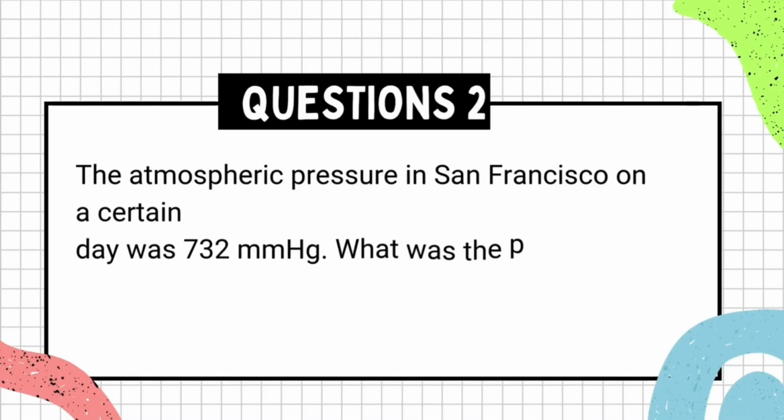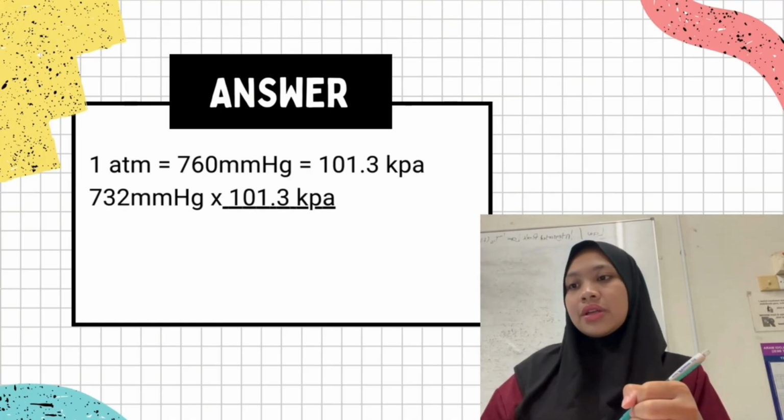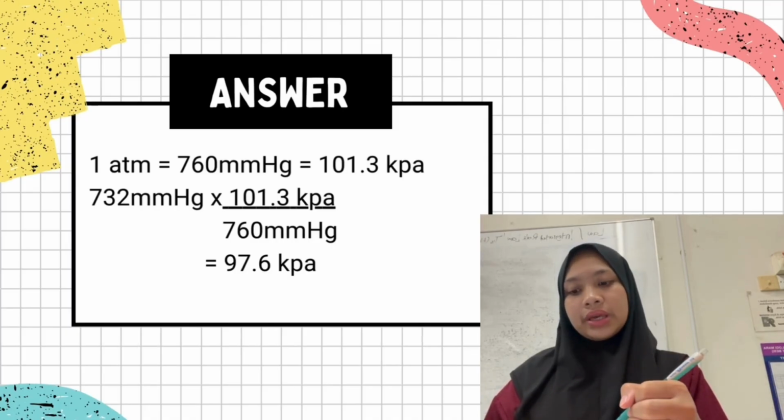And this is question number 2. Next, the second question is, the atmospheric pressure in San Francisco on a certain day was 732 mmHg. What was the pressure in kPa?